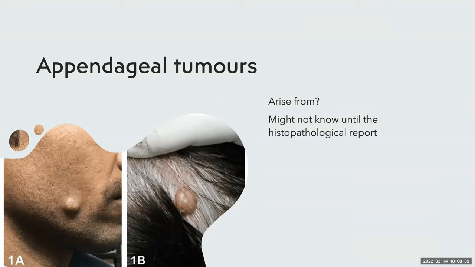But in all of them, there's so many, that's what I'm saying, the appendageal tumors are so many, they arise from all the structures within the dermis that are being housed, right? And sometimes it's hard for you to know, like even if I was to point at this one, you just tell me that this is a nodular lesion, you wouldn't know where it's arising from, okay?